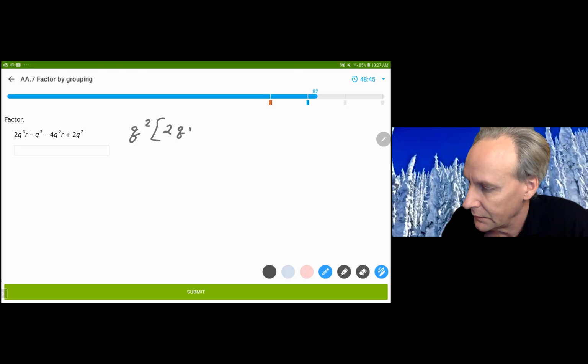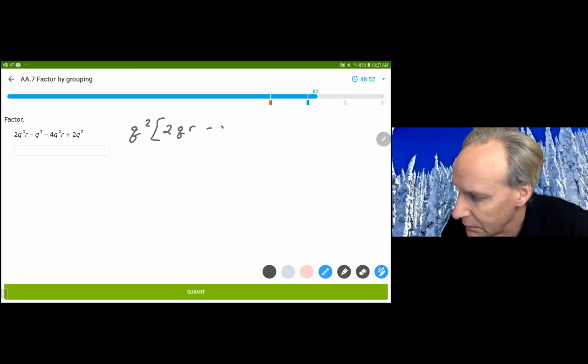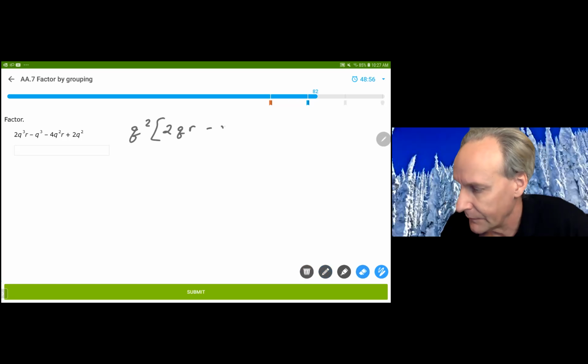2QR minus Q. That's weird. Oh, I see the problem. I need to rewrite it. So I need to put this term next. If I take out the Q squared, I get minus 4R, maybe. And then I get a minus Q. Interesting. And then I have a plus 2 over here.